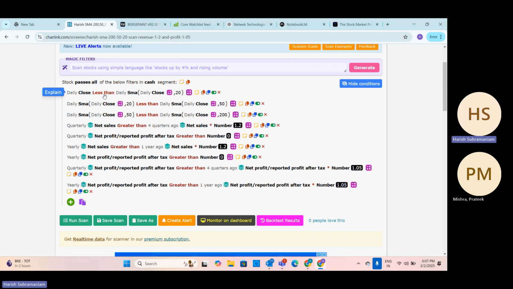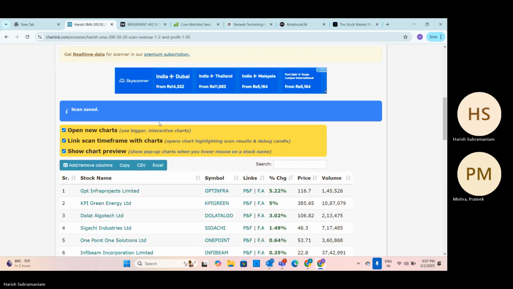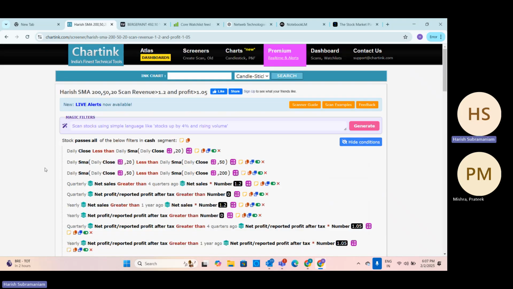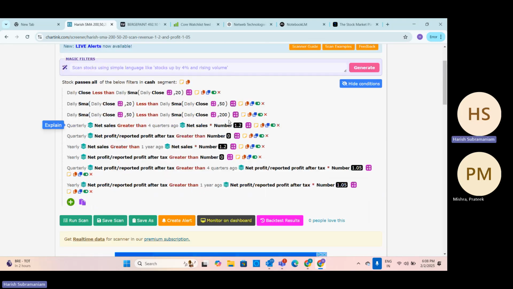Okay, so daily close is less than 20, 20 is less than 50, 50 is less than 200. That's what we want to see over here. And then sales: what we have said is sales is growing fast. So the quarterly net sales has grown by 20%. Profit is greater than zero, and profit is at least 5% more than last year.